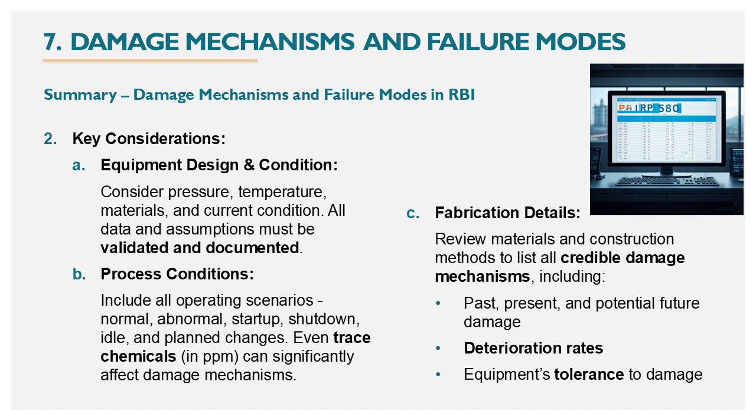Number B, process conditions, include all operating scenarios, normal, abnormal, startup, shutdown, idle, and planned changes. Even trace chemicals in ppm can significantly affect damage mechanisms. Number C, fabrication details, review materials and construction methods to list all credible damage mechanisms, including past, present, and potential future damage. Deterioration rates and equipment's tolerance to damage.